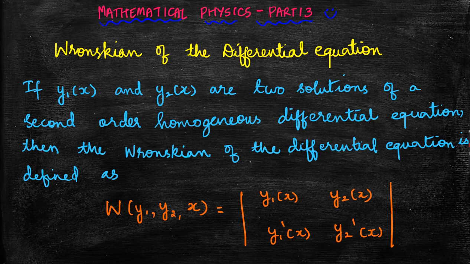Then how do you write the Wronskian of the differential equation? The Wronskian is given as y1 of x, y2 of x, y1 prime of x and y2 prime of x. We are going to take the determinant of this. Just keep in mind, you have a homogeneous differential equation and you have been asked to find if the solutions are linearly dependent or linearly independent. How do you find that? Use the Wronskian. You'll get the solution of that particular differential equation and find the Wronskian by using the determinant of your solutions.